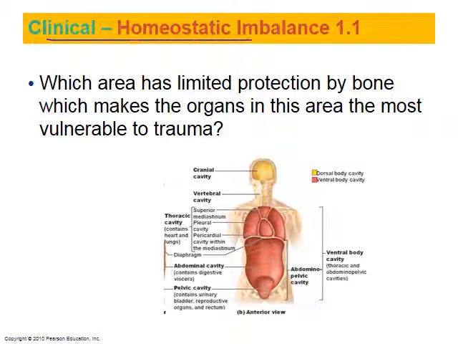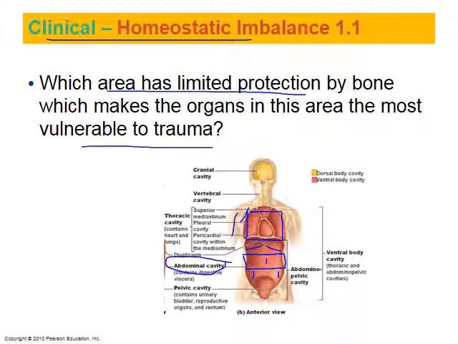So this is a clinical or homeostatic imbalance question. Which area has limited protection by bone, which makes the organs in this area most vulnerable to trauma? You can see the outline of bone here. Remember, our heart and our lungs are encased in our rib cage and our sternum. We can see there's bones back here and there's our hip bones here. Do you see how this section right here, all we have is our spinal cord in the back, but in the front we don't have anything. So basically your abdominal cavity is the most vulnerable to trauma because there is no bone protecting these organs.